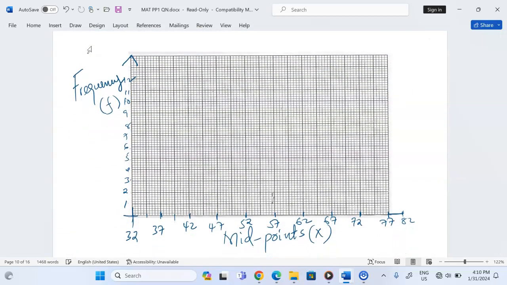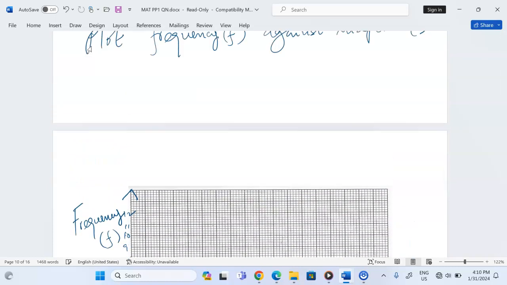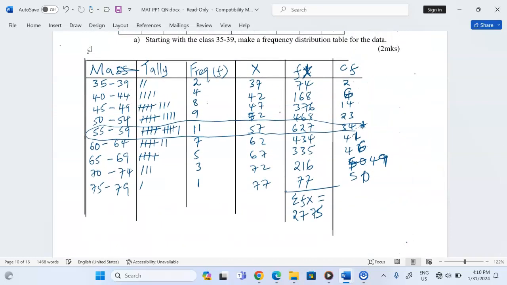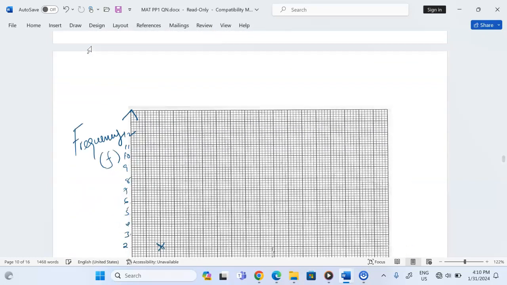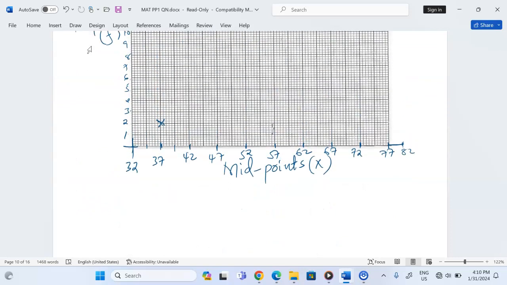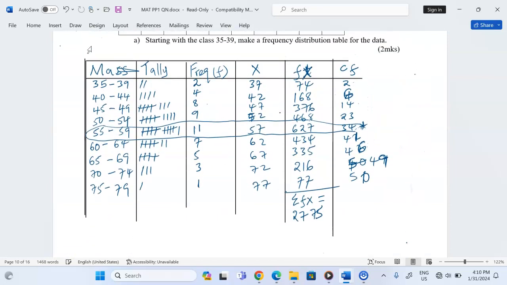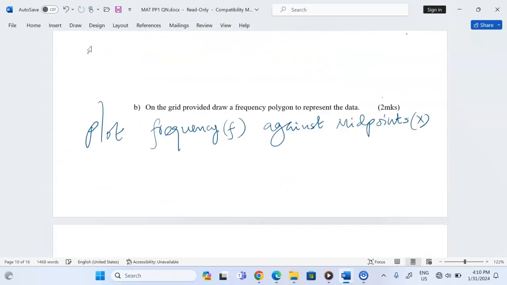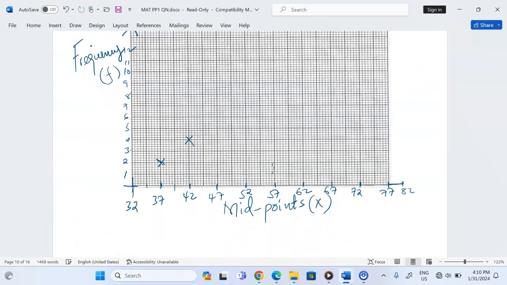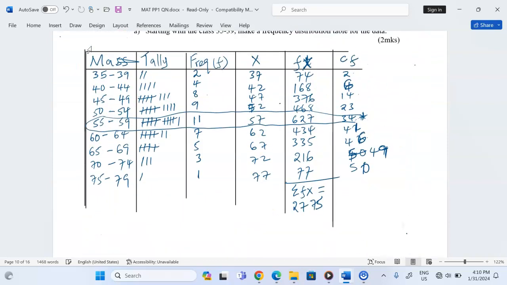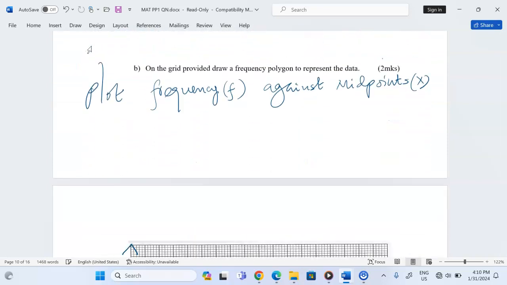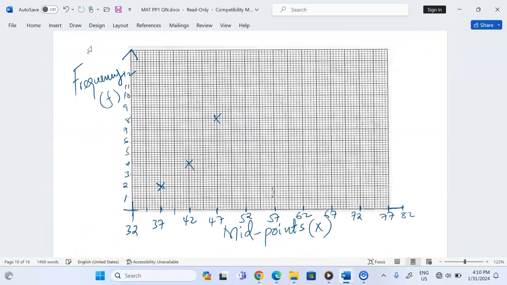Therefore, the first one is 2 against 37. This is the midpoint. We're also going to have 42 against 4, 47 against 8, and the next one is going to be 52 against 9.